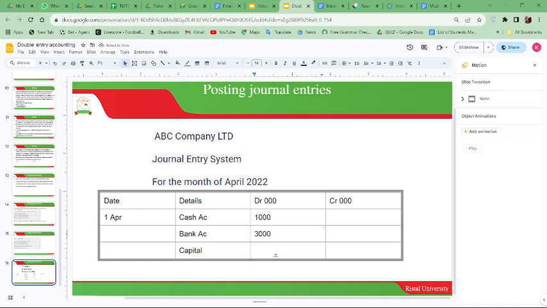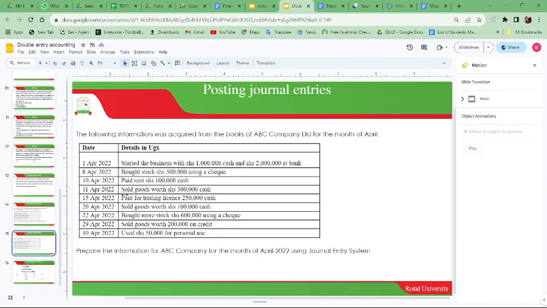And then to get the amount of capital, you add your cash and your bank. It was 2 million. So when you add, you come up with 3 million. So it means ABC Company Limited has started the business with 3 million. So we are done with statement one.